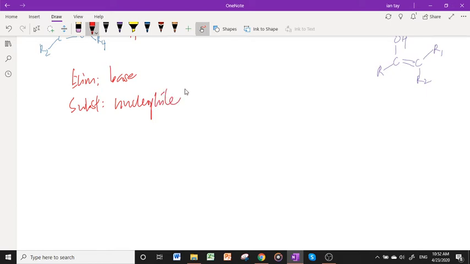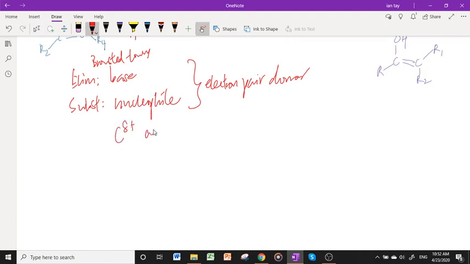So we realize that bases and nucleophiles are actually very closely similar, in that they are both electron pair donors. It's just that when you do elimination, we are talking about a Brønsted-Lowry base, so the electron pair is donated to H+, whereas for substitution, the lone pair is donated to a C delta plus.